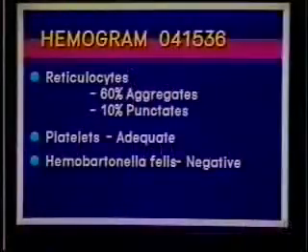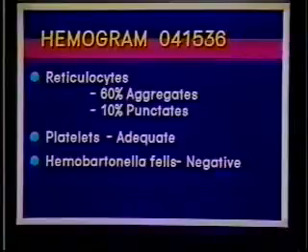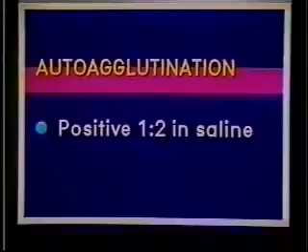Reticulocyte count, you can see here, is very high, 60% aggregate retics. Platelet counts were adequate. Hemobartonella felis was negative. It was autoagglutination positive. We did 1 drop of blood and 1 drop of saline, and it was positive. So this is diagnostic for immune-mediated hemolytic anemia. There's no reason to do other diagnostic tests on this cat. It should be treated for immune-mediated hemolytic anemia.